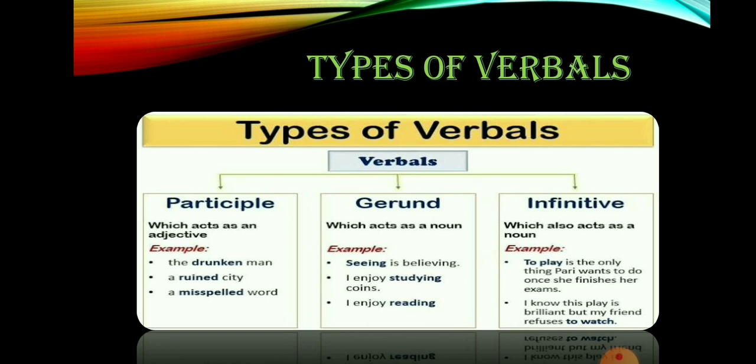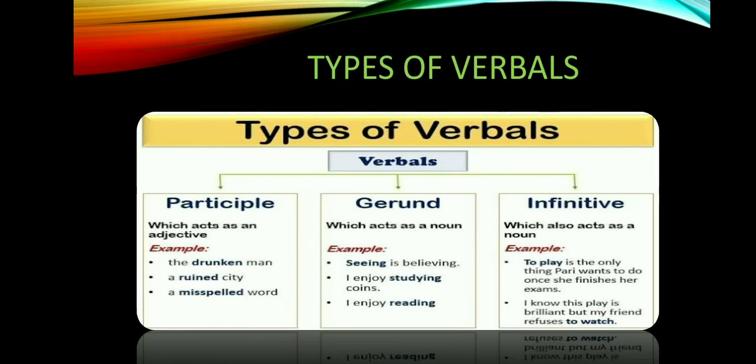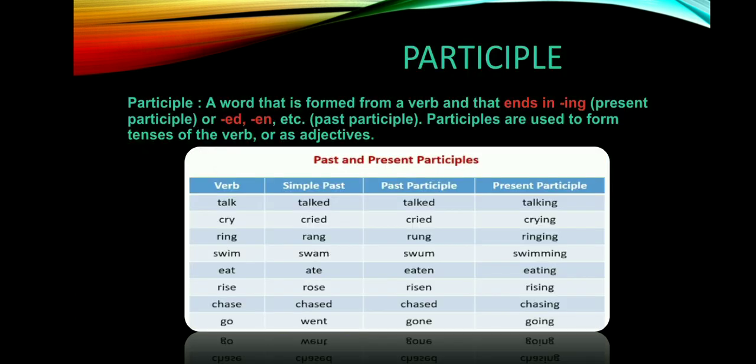These are the three types of verbals. I have told you in detail about the verbals participle, gerund, infinitive. With the help of these examples and the definitions, let's move on to all these types one by one. First of all, we'll see participle.